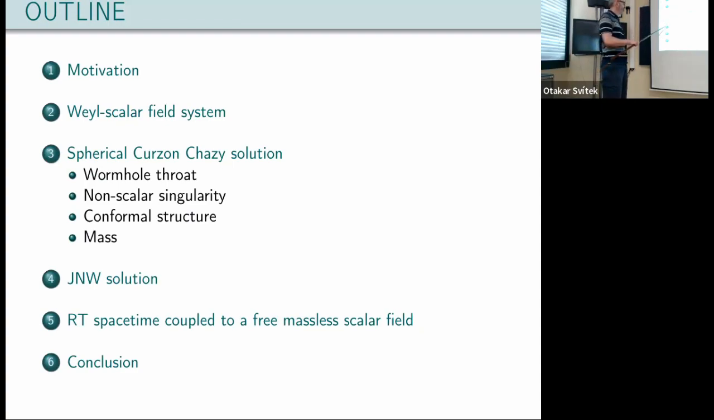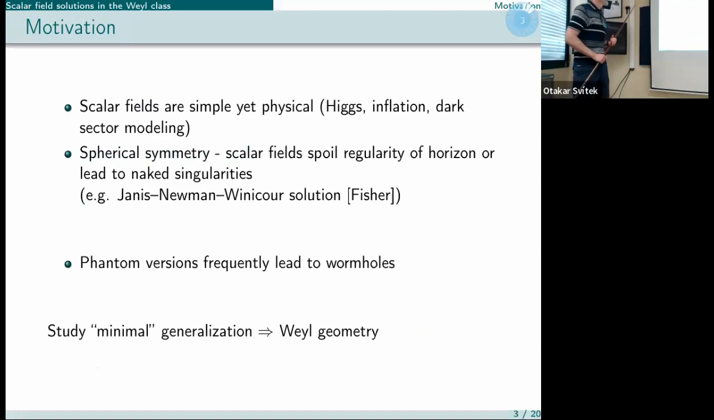And then I will show that, surprisingly, although there is no Birkhoff theorem with a scalar field, this Janis-Newman-Winicour family contains solutions that come from completely different classes. So one is this Weyl class, but then there is also the Robinson-Trautmann spacetime solution with a scalar field, and some branch of the solution, the static branch, belongs to Janis-Newman-Winicour. And then conclude.